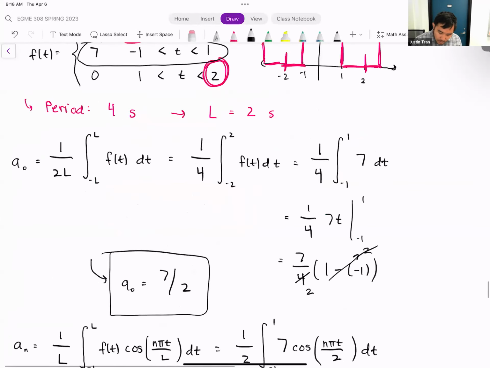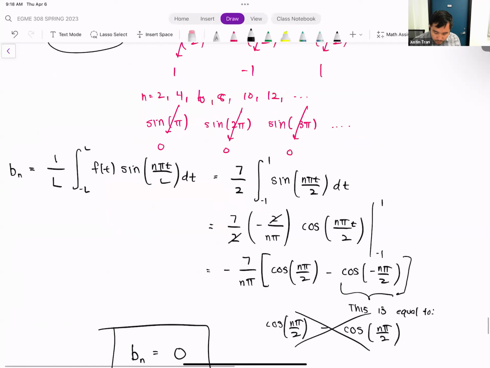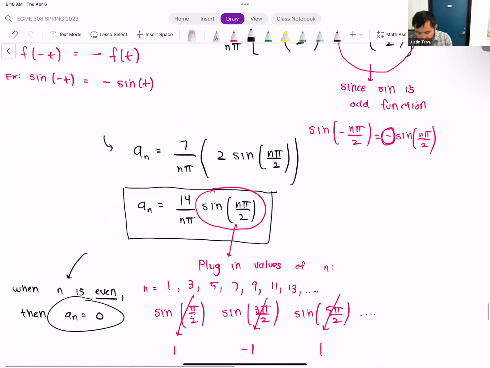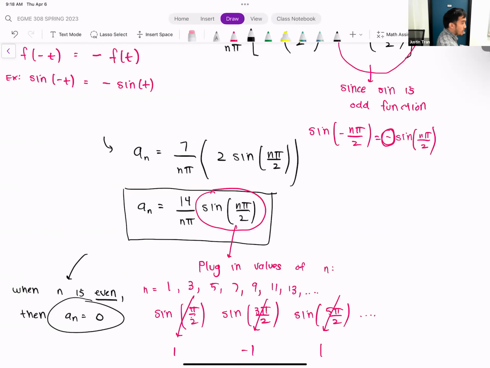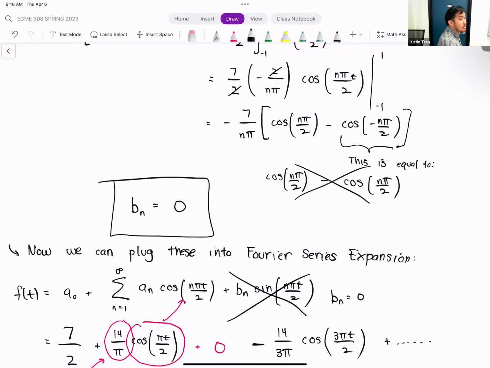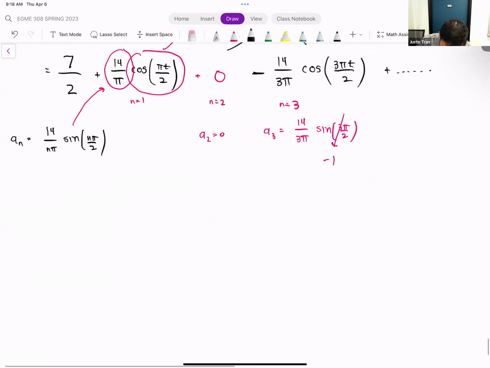Okay. Let's fast forward to today. We had an example where the a's were non-zero. So a0 was non-zero, a_n was non-zero, but b_n was 0. Okay, that's not a coincidence. And so let's talk about how we can simplify some of the work that goes into doing these Fourier series expansions.